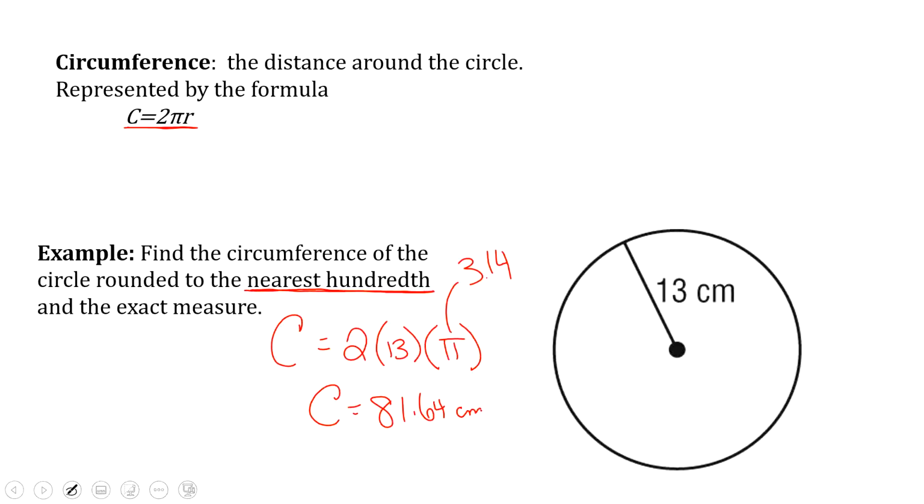If you were asked to round to the nearest tenth, then it's 81.6. If we wanted the exact value, it's 26 pi. So remember that as you go through.